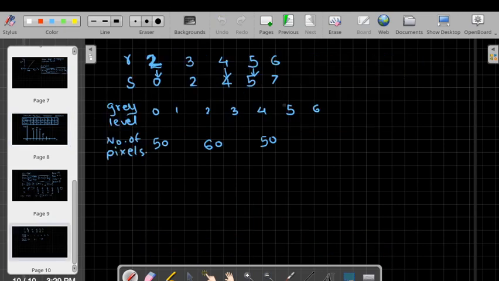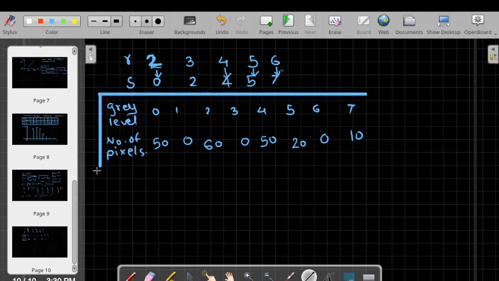So for this 5 we are having 20 pixels, and this gray level 6 initially has 10 pixels, so those 10 pixels we have to assign to our new gray level, that is gray level 7, and the rest of the gray levels we have to assign the value 0. Okay, so in this way we can draw the new or modified table for the histogram stretch.